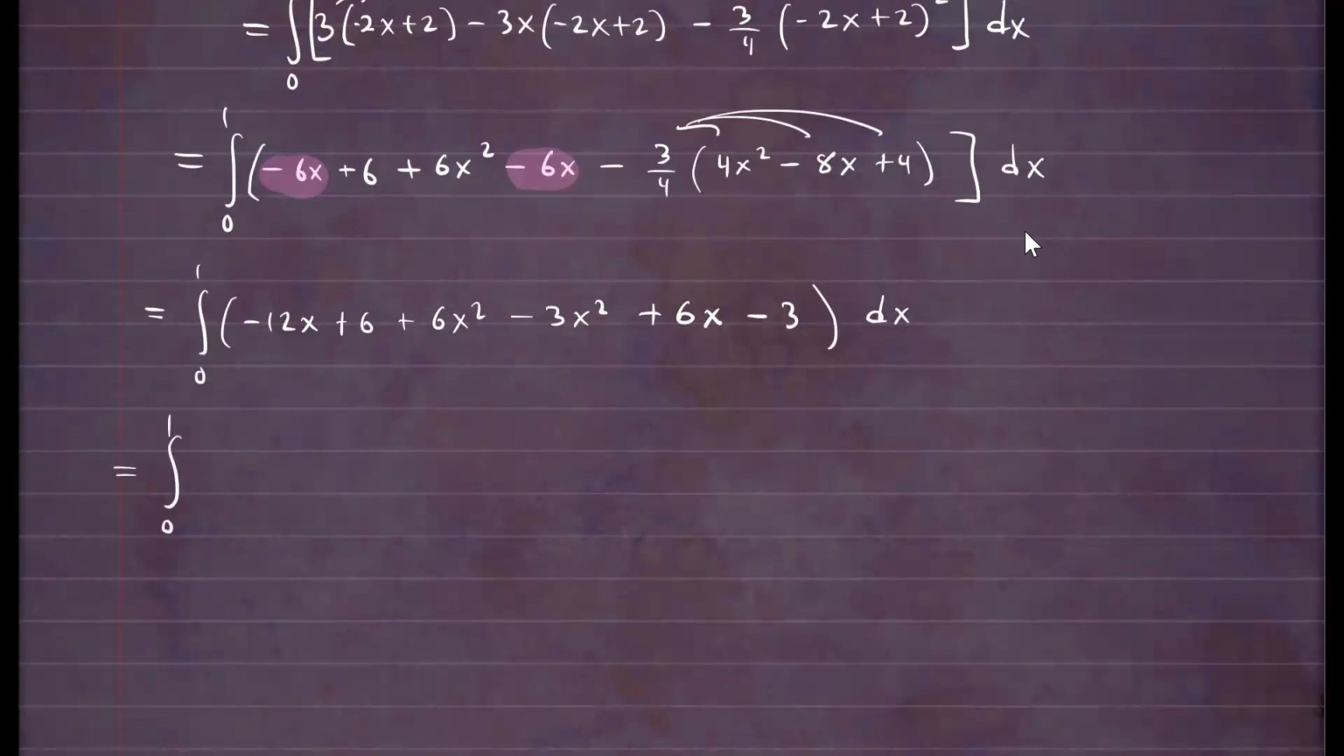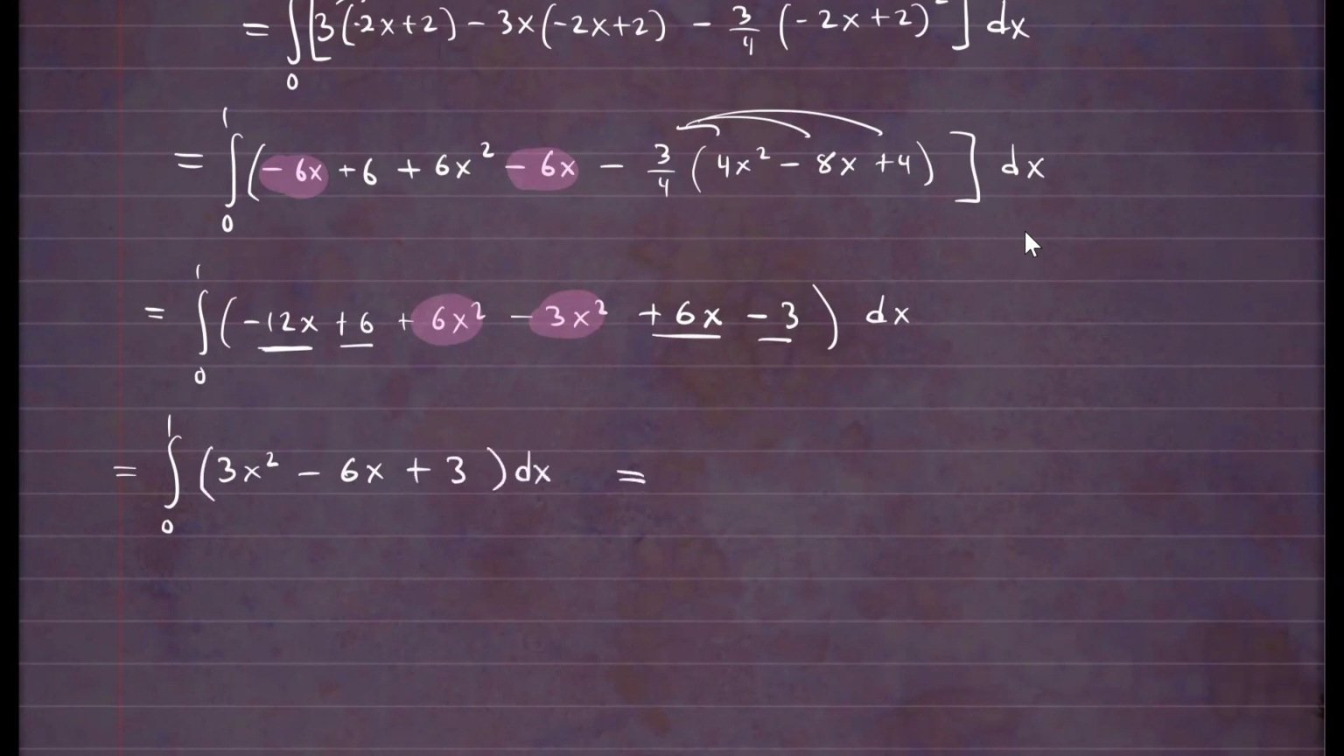Now let's combine more like terms before we integrate. So integrating from 0 to 1. Here I can combine these, so that's going to give me 3x squared. Now these are like terms, so negative 12x plus 6x is negative 6x. And then here 6 and negative 3, that's positive 3. And now we can integrate with respect to x. As you integrate, your first term will be x cubed, then minus 6x squared over 2, so that's going to be 3x squared, and then plus 3x, and we're going to evaluate this from 0 to 1.